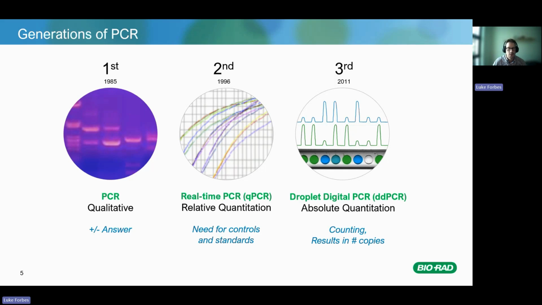Then you've got your real-time PCR or qPCR, which is a semi-quantitative relative quantification method, in which you are running the same PCR process. You just have some additional reagents, and you need to use a standard and controls, generally a standard curve, to make sure that your quantity is accurate relative to another sample. And then we've got Droplet Digital PCR, which we like to define as the third generation of PCR, which is an absolute quantification method. And in this method, it's literally counting the copies that you have in your sample.